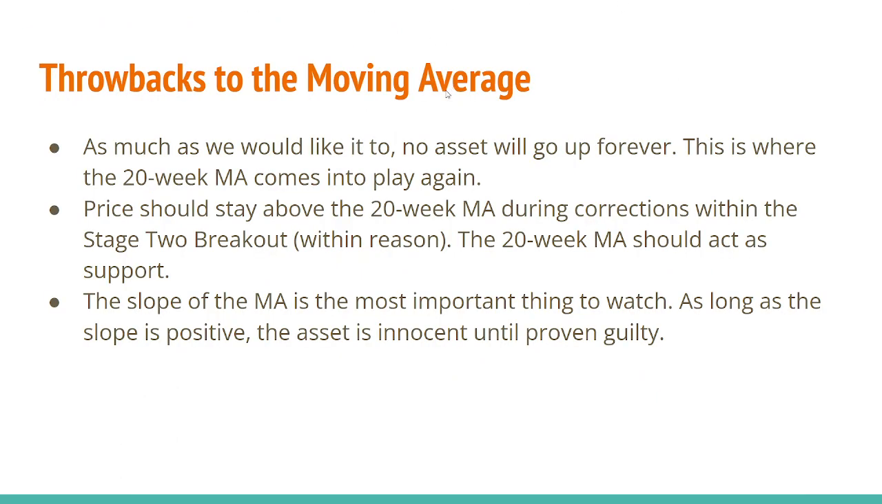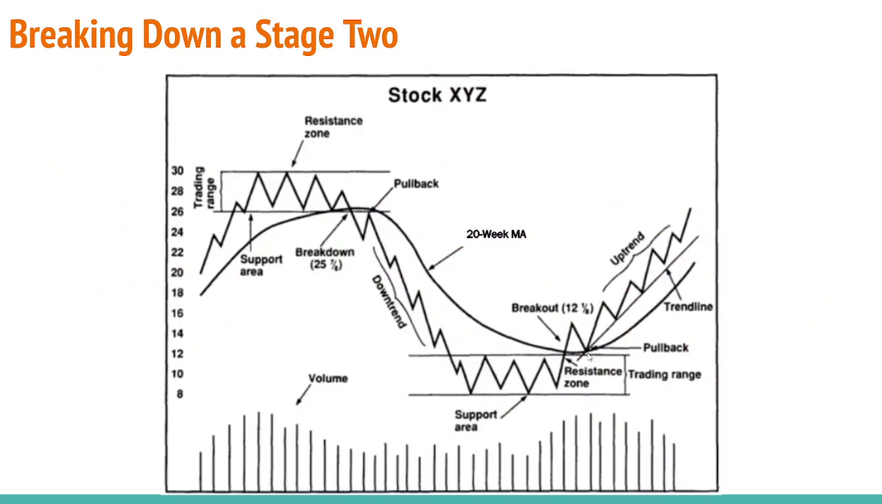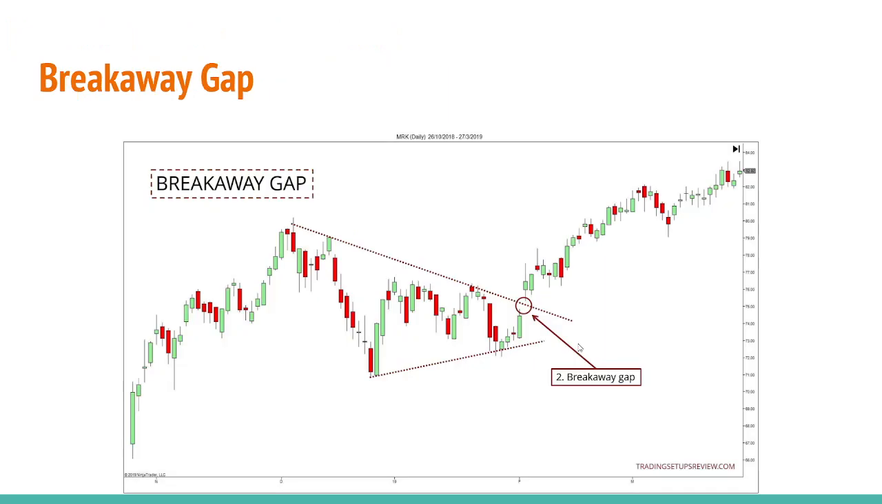Throwbacks to the moving average: as much as we would like it to, no asset will go up forever. This is where the 20-week moving average comes into play. Price should stay above the 20-week moving average during corrections within the Stage 2 breakout. Within reason, there's always some ambiguity, always exceptions to the rule. And the 20-week moving average should act as support. Going back to our chart, we see that price held at this throwback to the 20-week moving average. And all throughout this time, price stayed above the 20-week moving average. And that's how you know you're in that Stage 2 breakout.